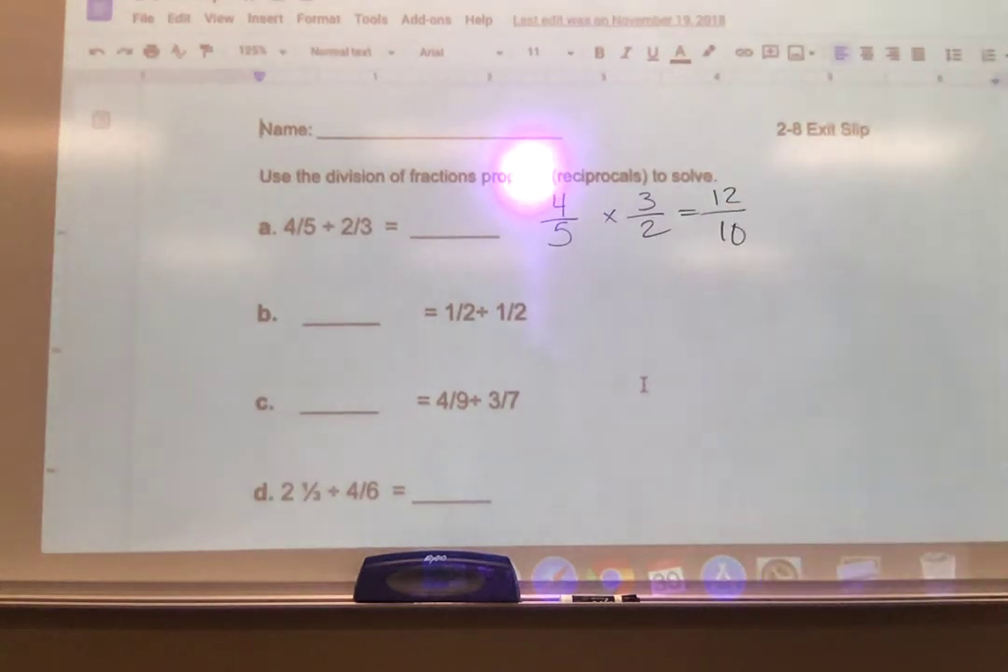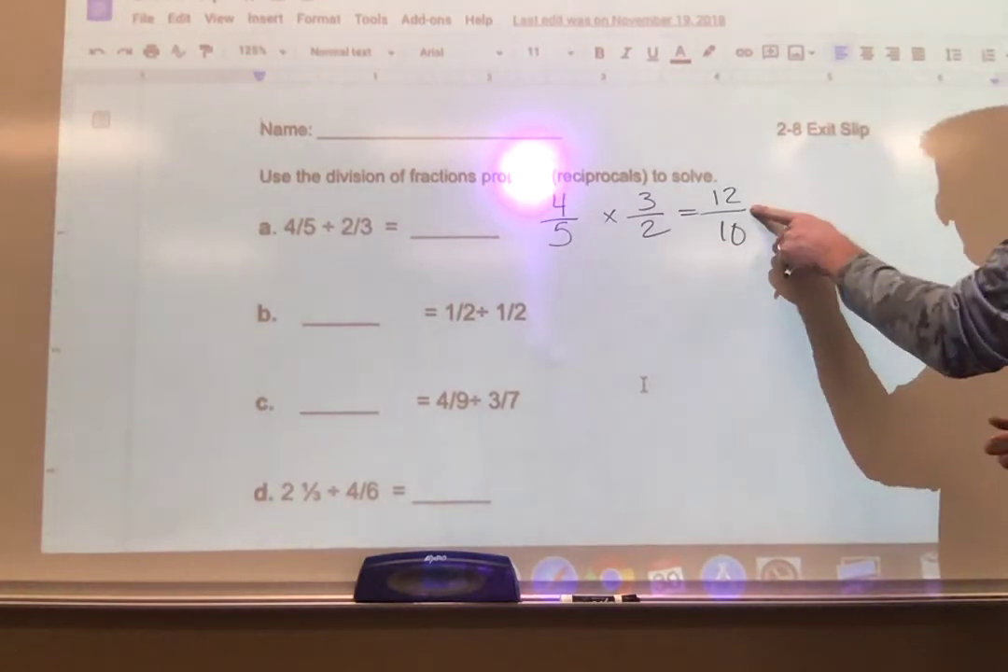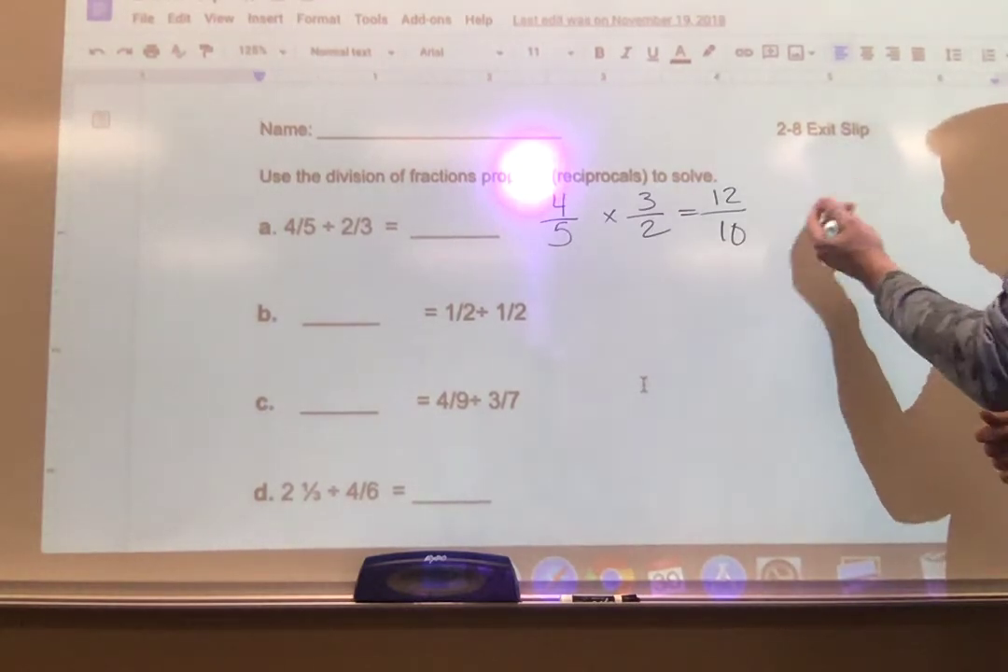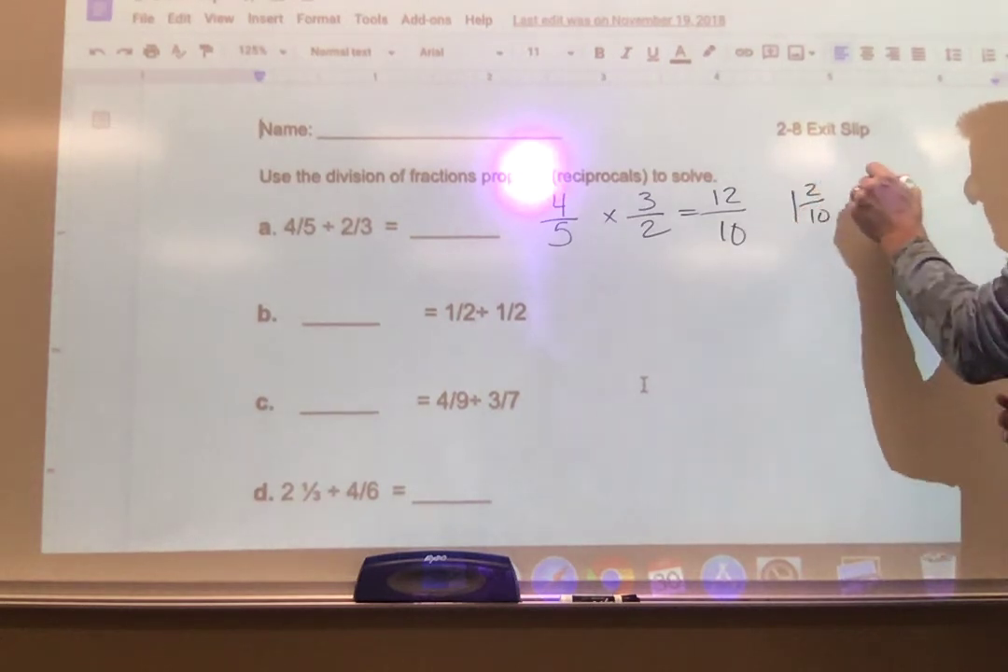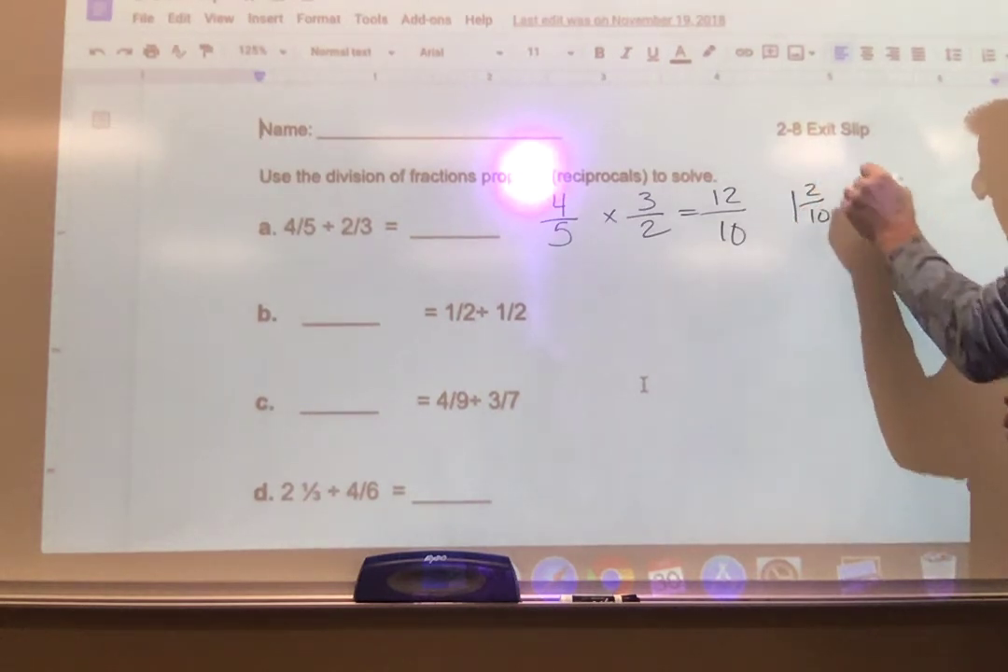The downfall of this sometimes is the answer doesn't come out in simplest form. 12/10 in this case is an acceptable answer, but it's improper. A lot of you know that can be changed by dividing and making a V, or you can do it in your head. 10/10 is 1, so we'd have 1 and 2/10. And if you wanted to get it simpler, that would change to 1 and 1/5.